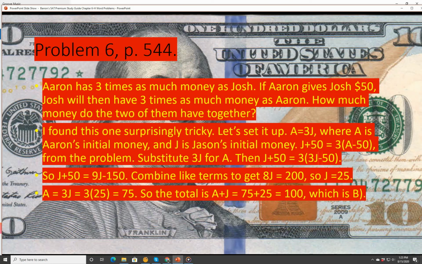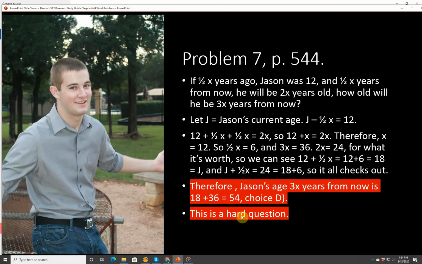So we're going to substitute 3J for A, so then J plus 50 is equal to 3 times (3J minus 50). Now we distribute, so J plus 50 is equal to 3 times 3J, 9J, 3 times negative 50 is negative 150. So combine those like terms to get 8J, because we're just going to subtract J from each side. And then we're going to add 150 each side. 8J is 200. So J is 25. So A equals 3J equals 3 times 25 equals 75. So the total is A plus J is 75 plus 25 equals 100, which is choice B.